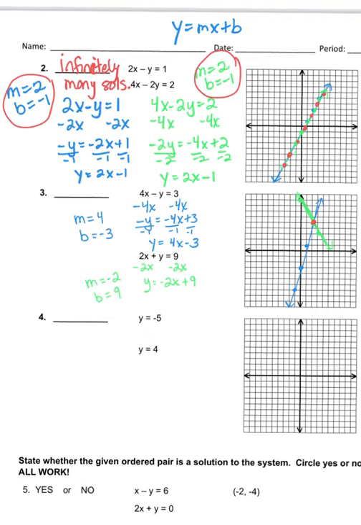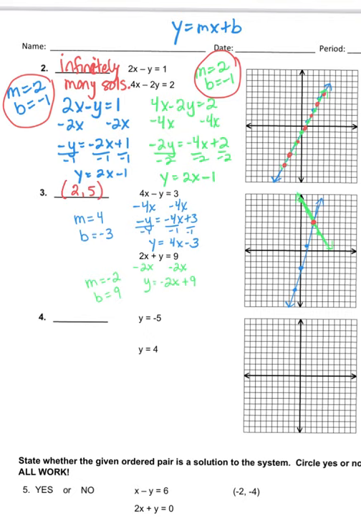So I'm going to write that here in red. And again, I want to do an ordered pair. It will be (2, 5) is the solution to those equations.